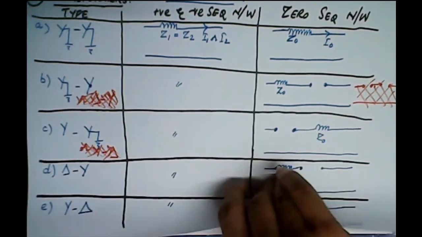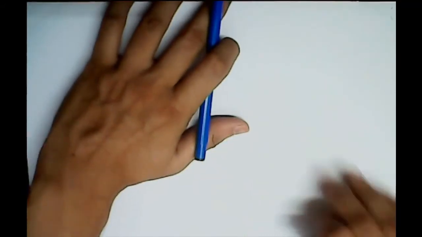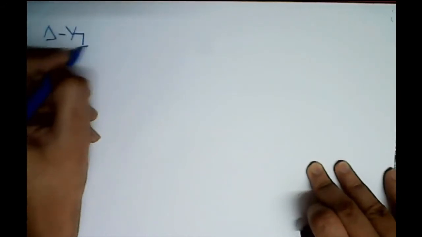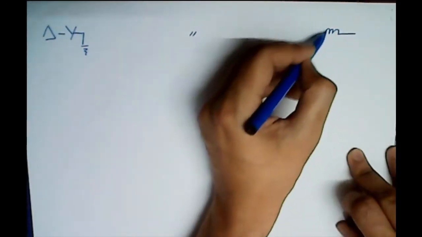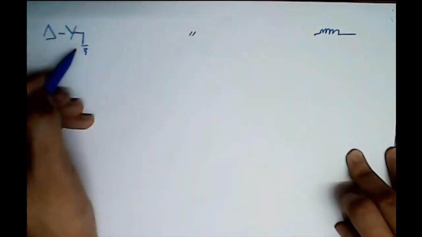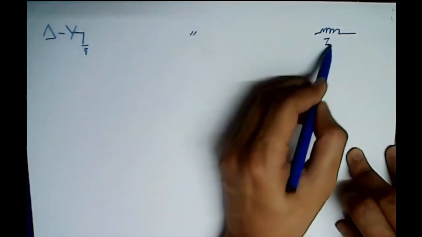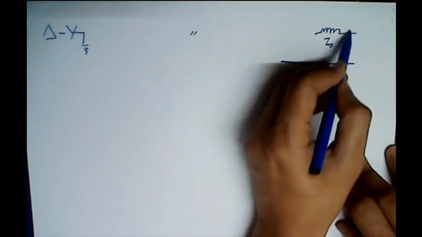Now let's look at a slightly different type. This is the scenario with delta Y ground. Now the positive and negative sequence networks will remain the same. Talking about the zero sequence, the Y side, since it's grounded, will be supporting the flow of zero sequence current, I naught. What about the delta side?